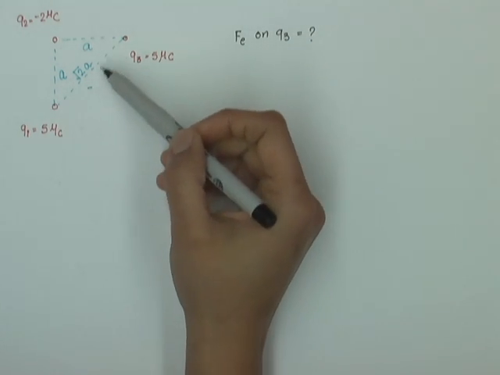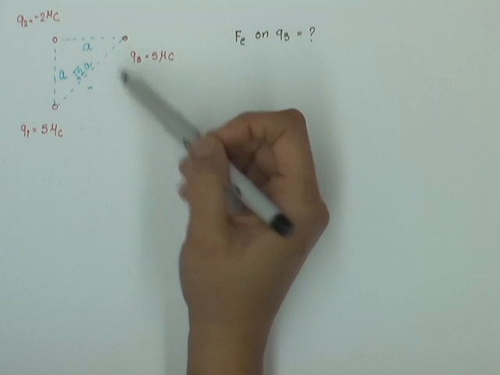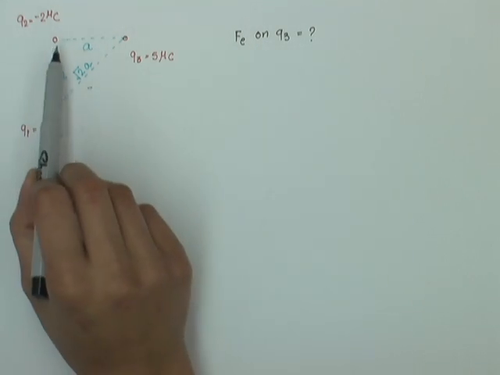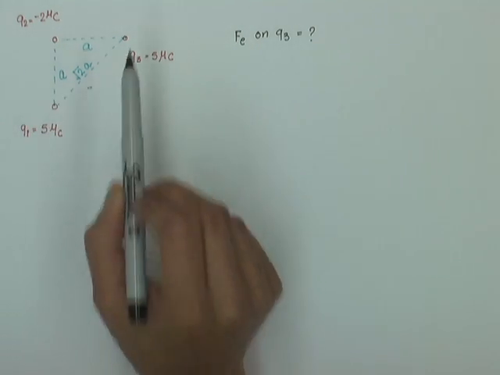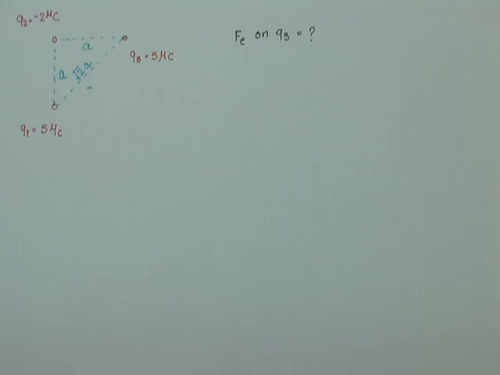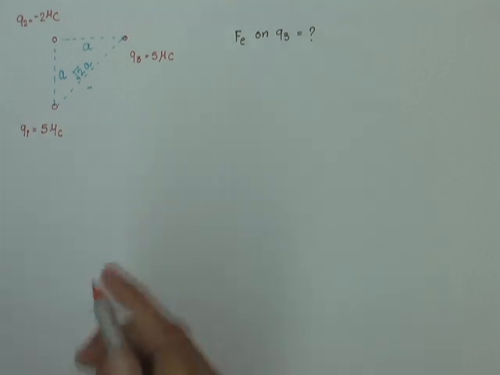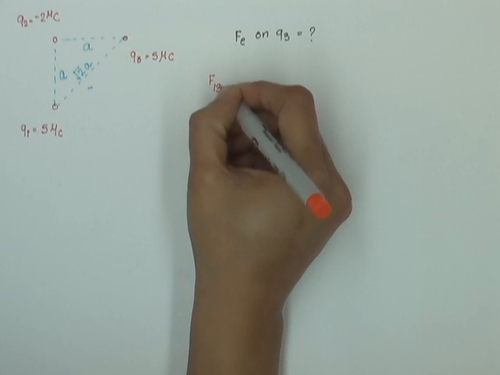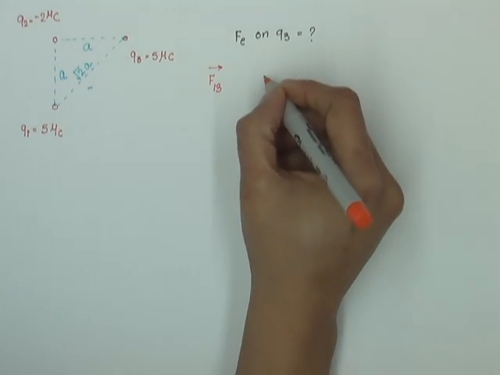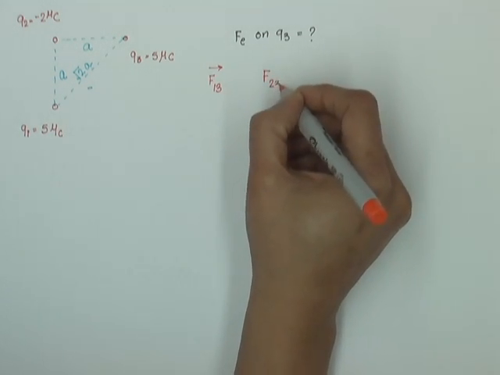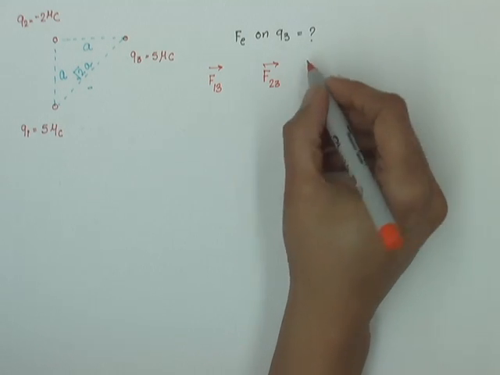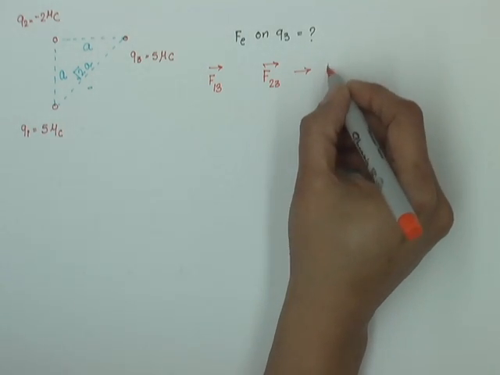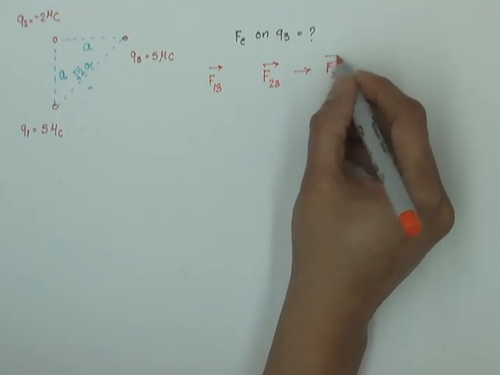So I can find out the force exerted by Q1 on Q3, and I can find out the force exerted by Q2 on Q3. And let me maybe use a nicer colored pen. So I can find out F13 from Coulomb's law, and I can find out F23. Now, how does that lead me to the total force on 3?